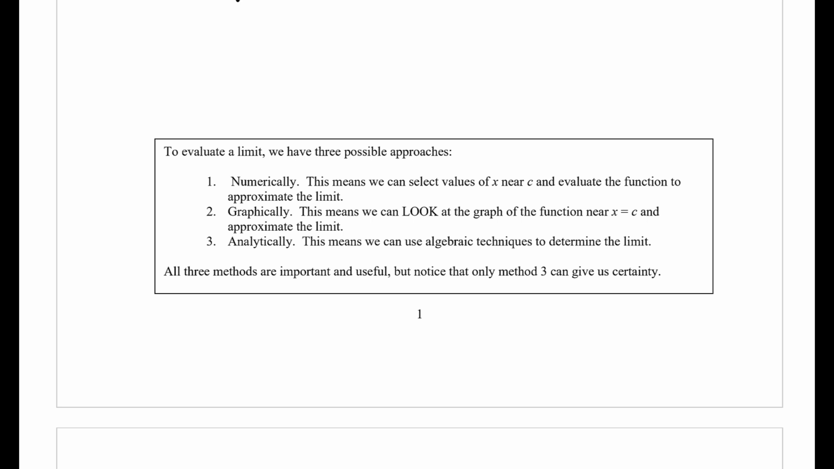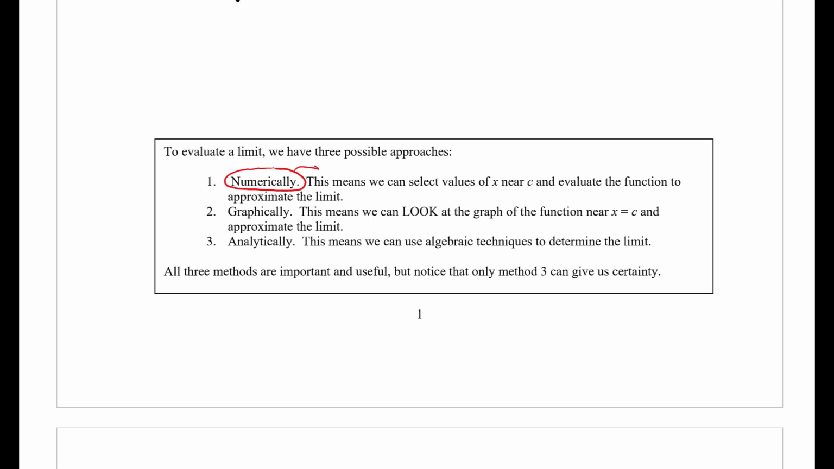This means we can select values of x near c and evaluate the function to approximate the limit. 2, graphically. This means we can look at the graph of the function near x equals c and approximate the limit. 3, analytically. This means we can use algebraic techniques to determine the limit. All 3 methods are important and useful, but notice that only method 3 can give us certainty.